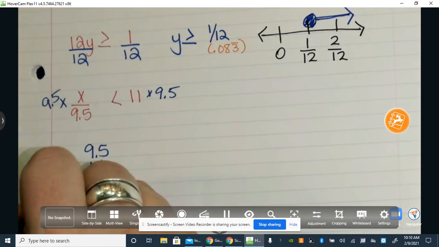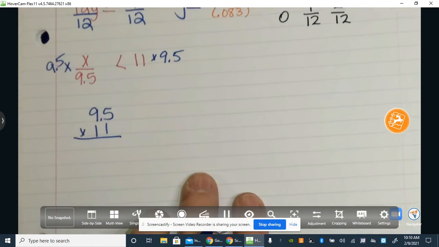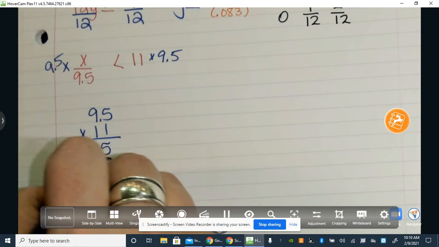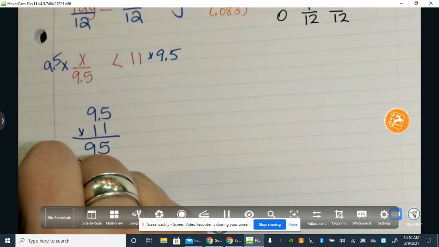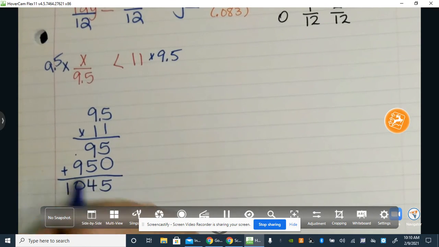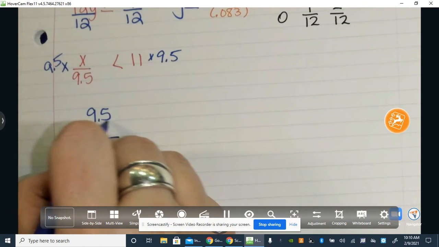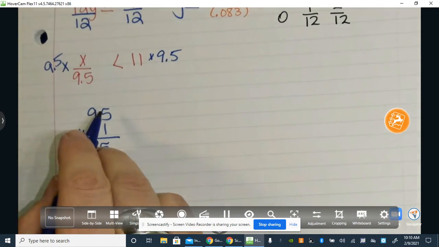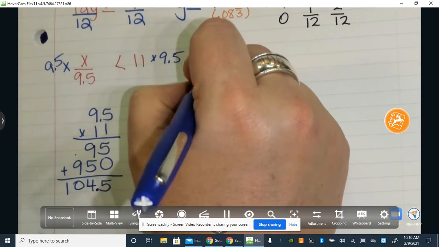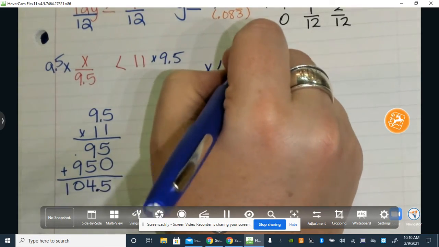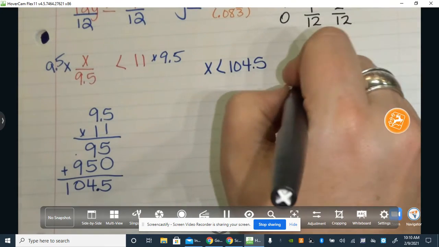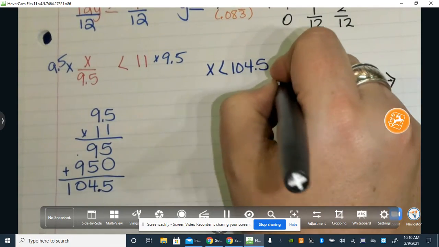9.5 times 11. Quick little trick when you're multiplying by doubles. 1 times 95 is 95. Drop a 0 and then just copy that number one more time. Add it together. 5, 4, 10. Remember, I have one number after my decimal. So my answer needs to have one number after my decimal. So it would be x is less than 104.5. It's like a radio station. 104.5. So I'm going to draw my number line.